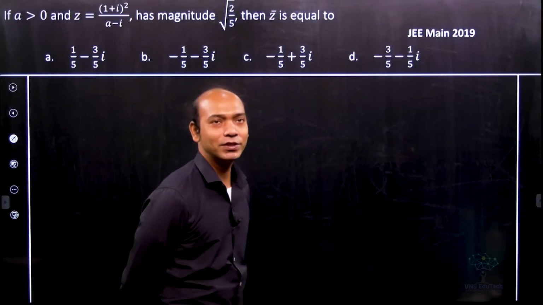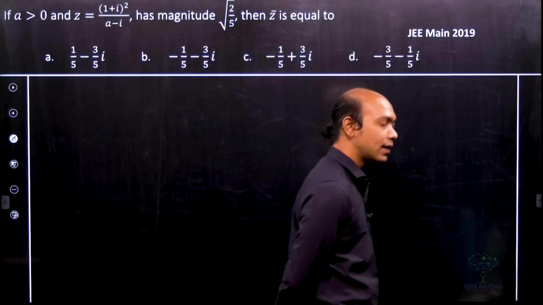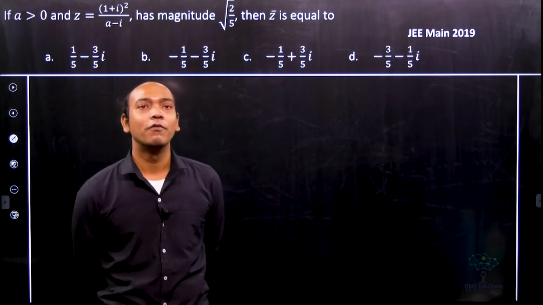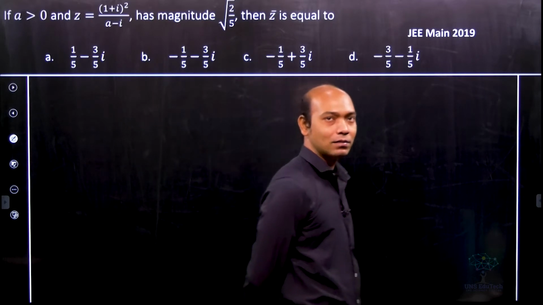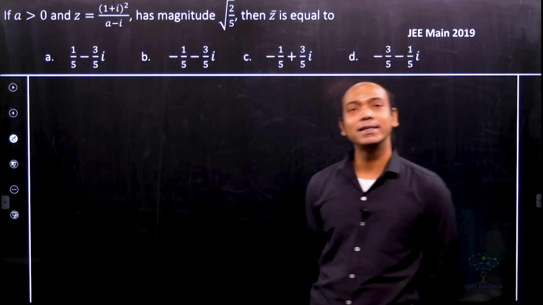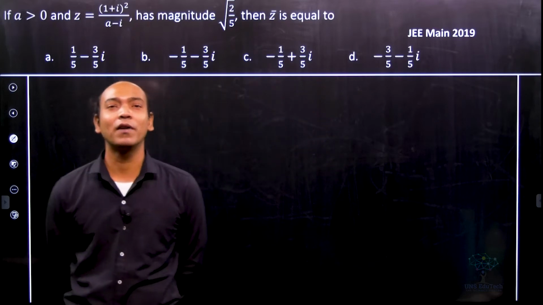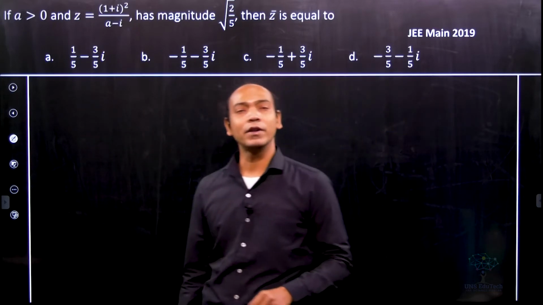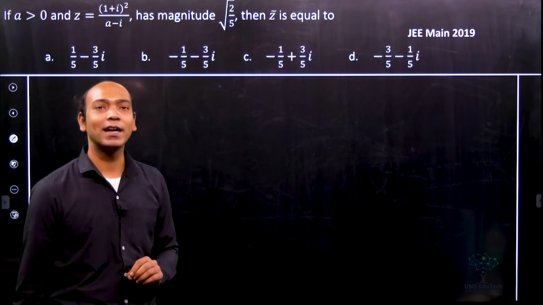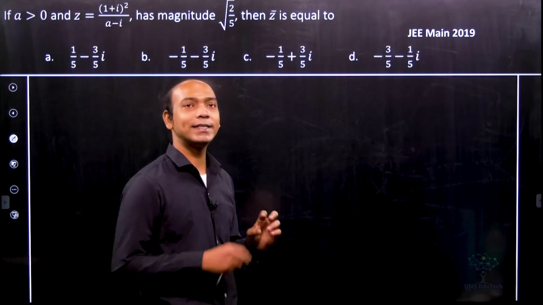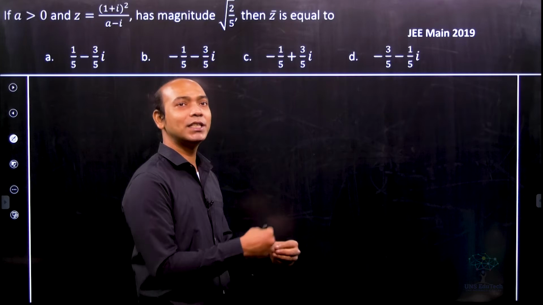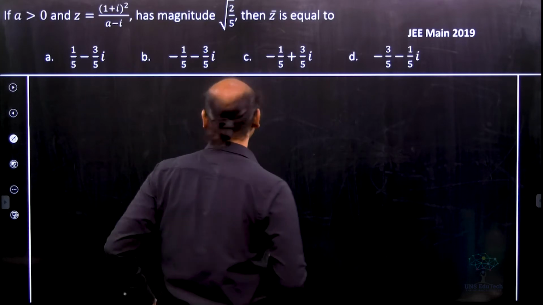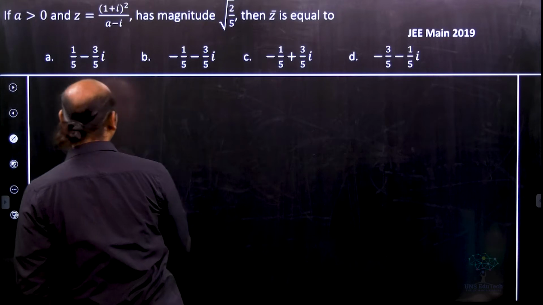Hi, in this problem which appeared in the JEE Main 2019 paper, we are trying to find out the value of A, and then we'll find Z bar. That's the concept, because without finding out A, we cannot find Z bar in the form of the given options. So first we take the complex number Z and try to find its modulus, which gives me the unknown constant A.